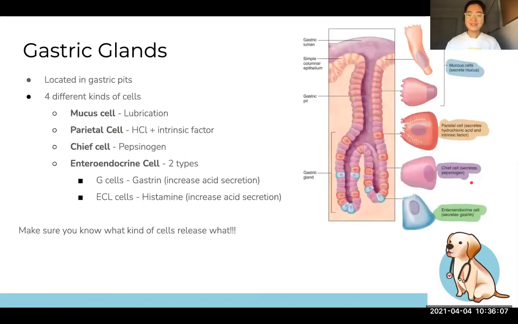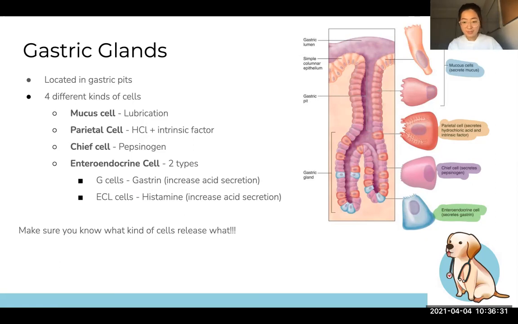So basically in your stomach, you have a bunch of gastric glands or gastric pits. And within these pits, you have mainly 4 different kinds of cells. To start off, we've got our mucus cells located on the top. Mucus cells secrete your mucus, and that's going to provide lubrication and also protect your epithelium from all the acid that is present inside your stomach.